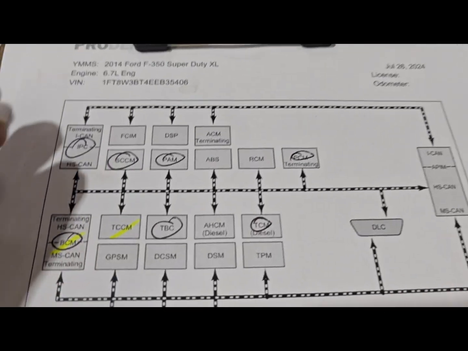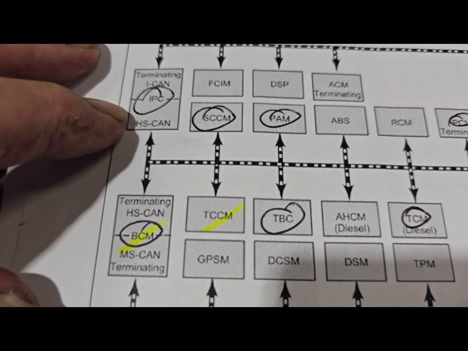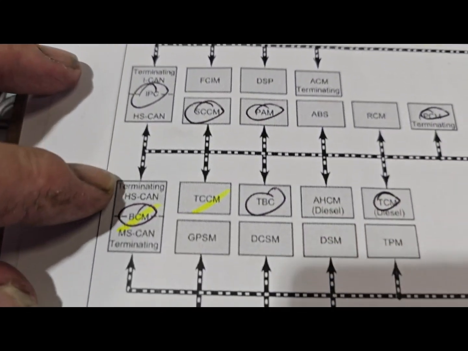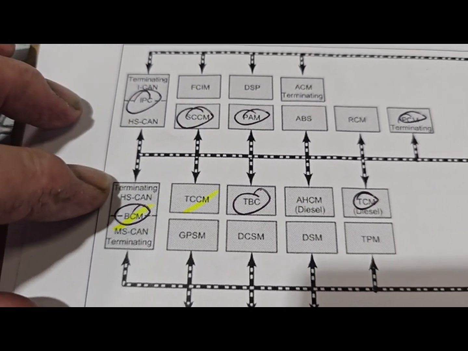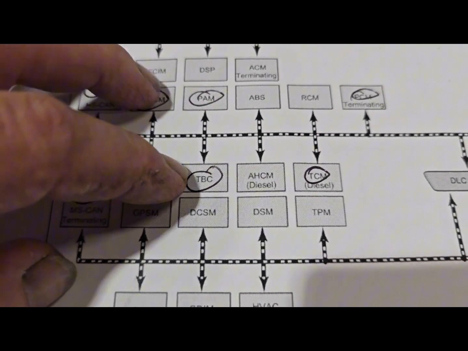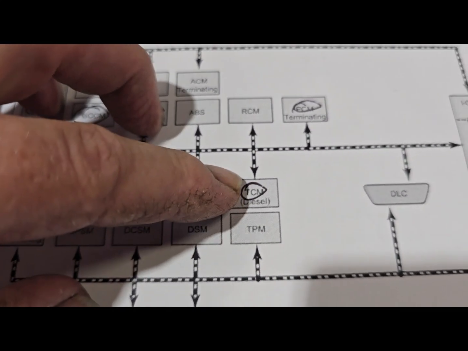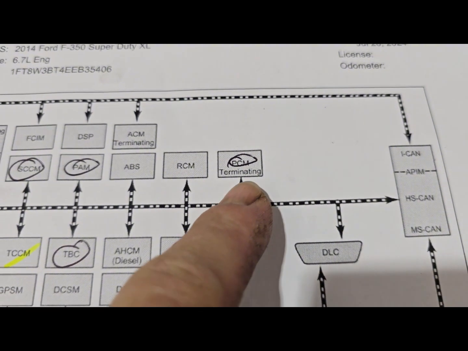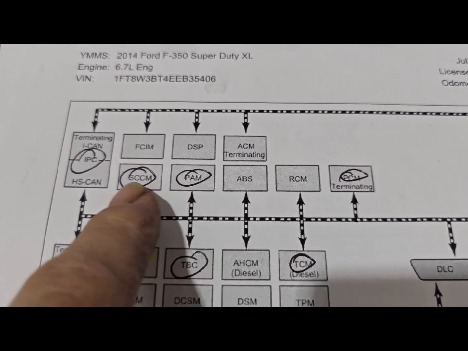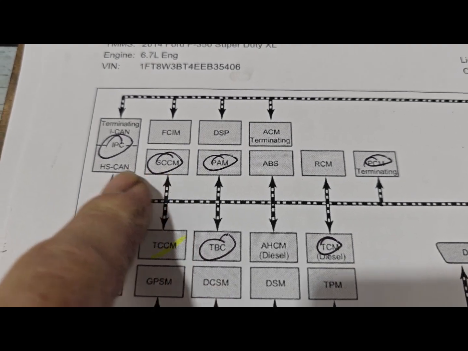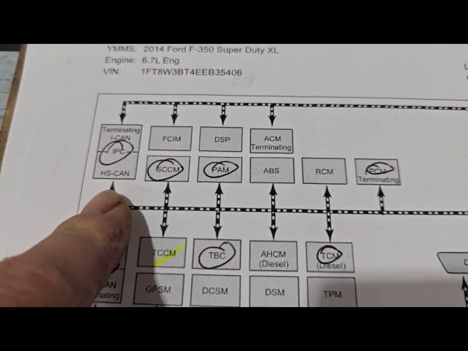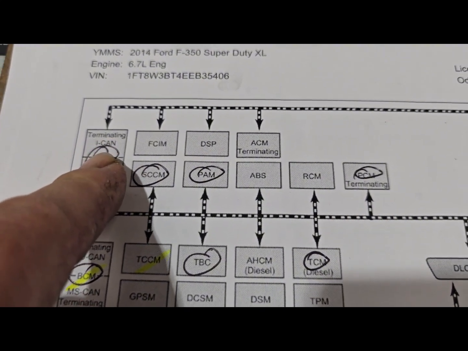So here's what the CAN system looks like. We have the high-speed CAN, you also have an ICAN, and you have an MS CAN. The high-speed CAN has a transfer case control module, trailer brake control module, the AHCM, the transmission control module, the PCM, the restraints control module, ABS, parking aid module, steering control module, and IPC. Now the IPC also has a terminating resistor for the ICAN.